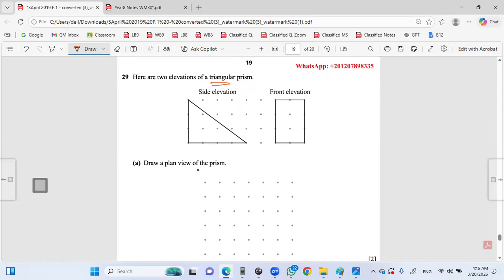Well, they want you to draw a plan view of the prism. Plan view means the top view. Imagine yourself looking at this 3D shape, this triangular prism, from the third or the fourth floor of a building. What are you going to see?